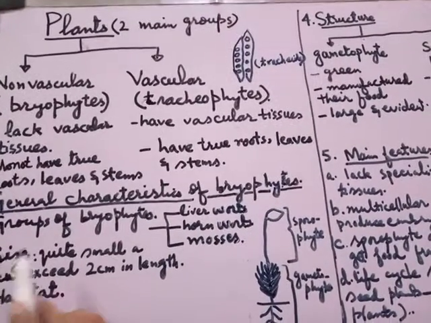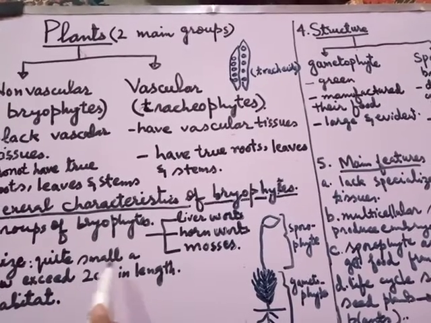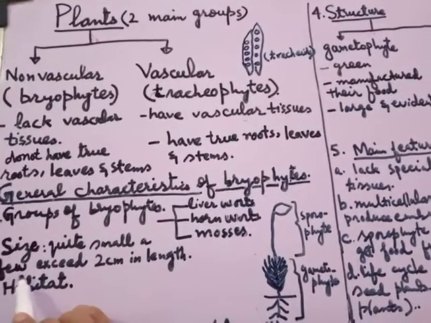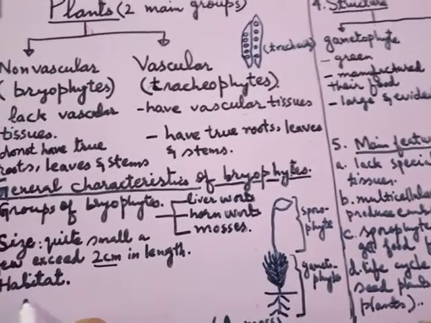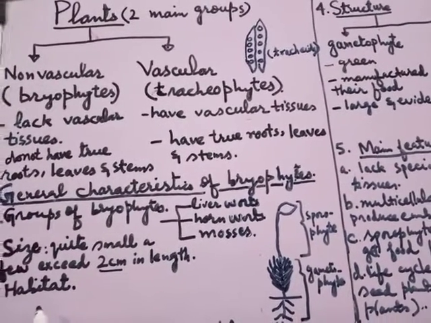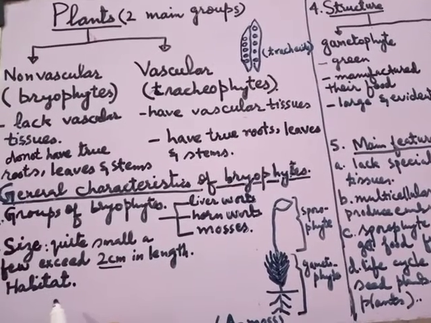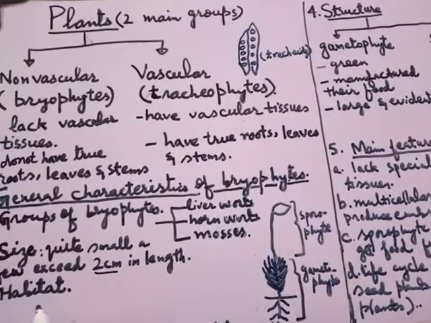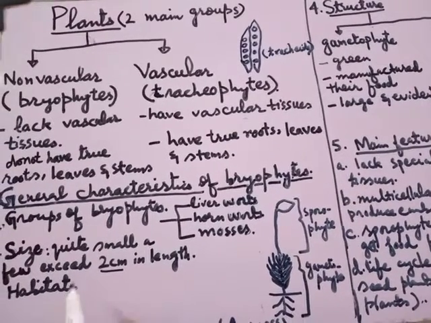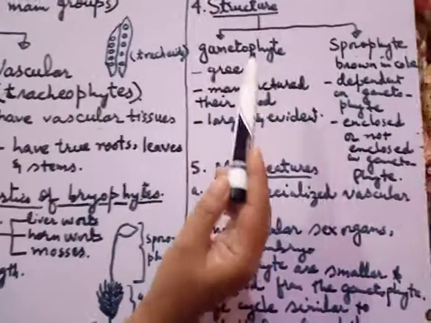Now size, students: almost all bryophytes are quite small in size. A few exceed 2 centimeters in length. Habitat: mostly bryophytes require a moist environment for active growth and reproduction, but some of them can tolerate even dry areas. Next we will discuss the structure of bryophytes.